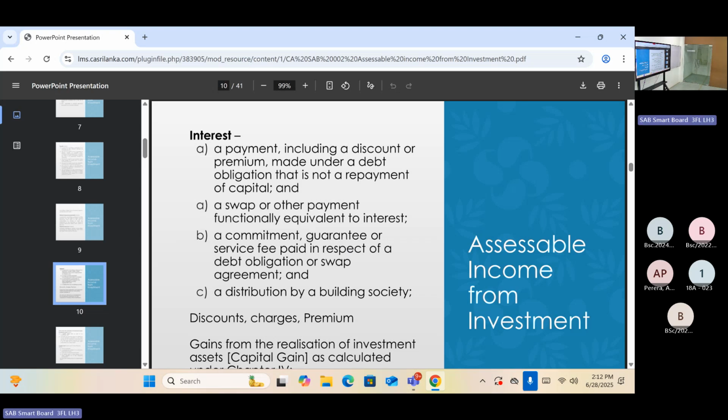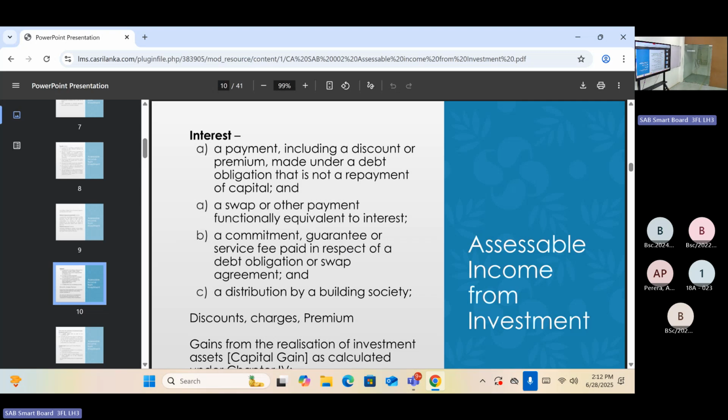Because some are using different words, say discount or whatever. But you know that in the case of treasury bills and bonds, they use a discounted price. They have the face value and the investment value. The face value is higher than the investment value, so at realization they get the face value. The difference shall be considered as interest. Or other payment functionally equal to interest.